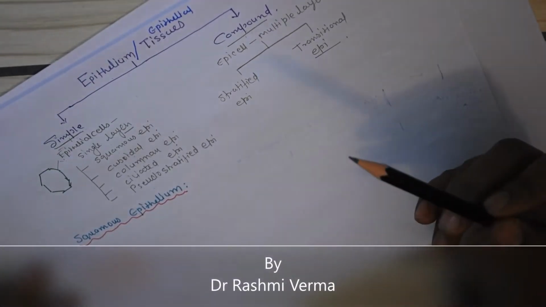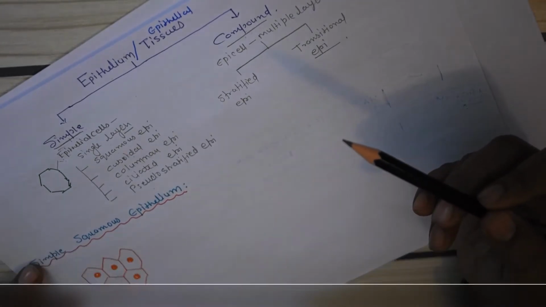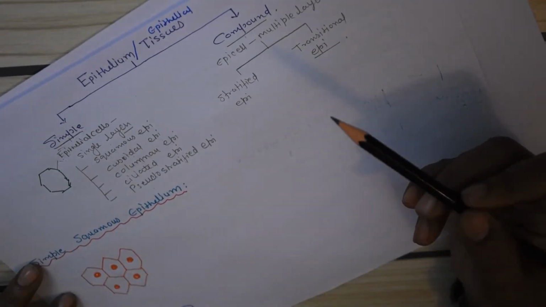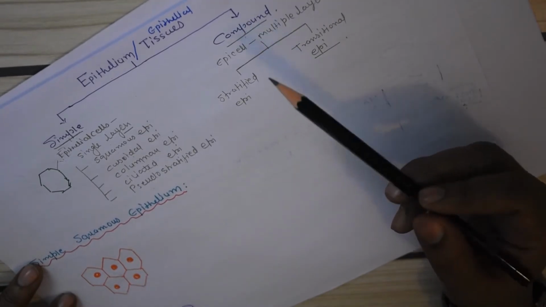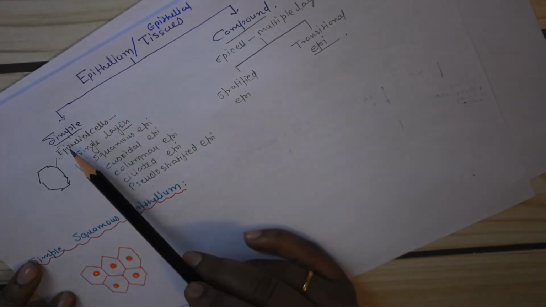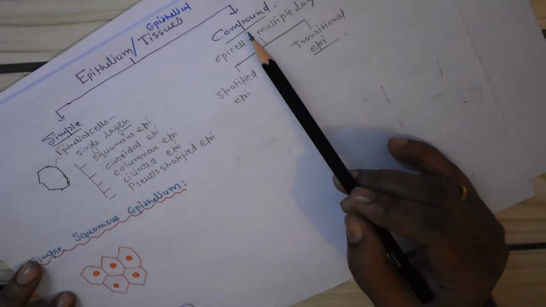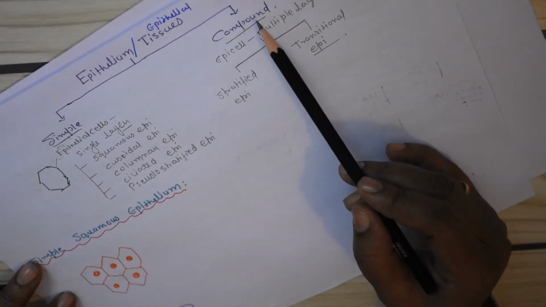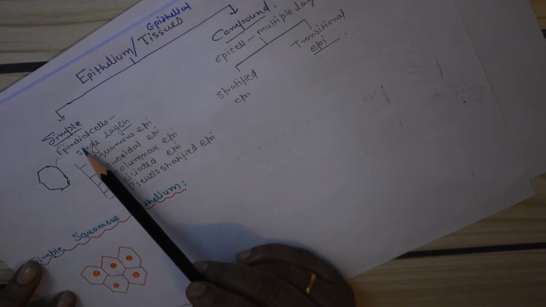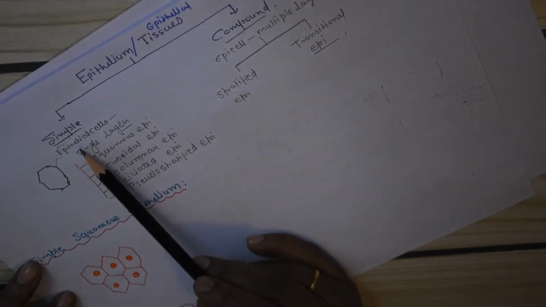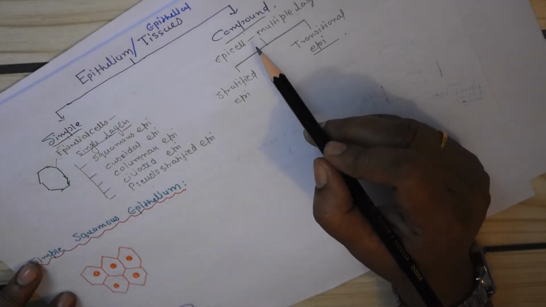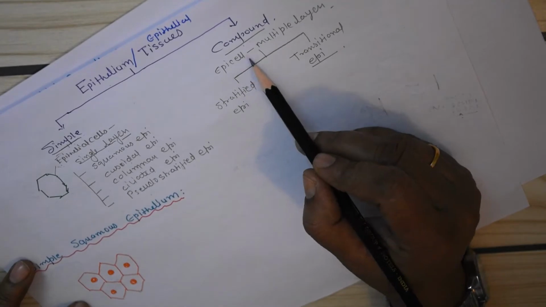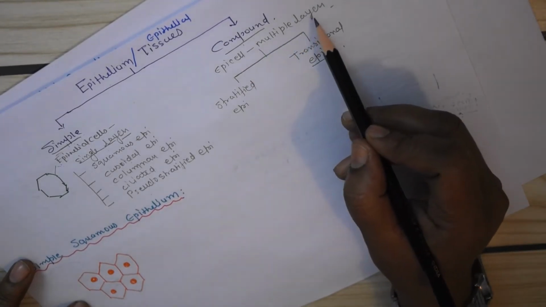Hello students, in this video I am going to explain about types of epithelium. Epithelial tissues are of two types. The first one is simple and the second type is compound epithelium. In simple epithelium, epithelial cells are arranged in a single layer, and in compound epithelium, the epithelial cells are arranged in multiple layers.